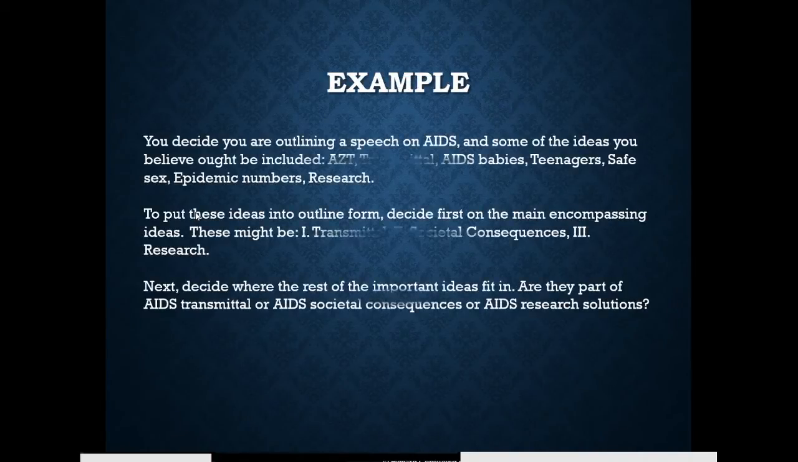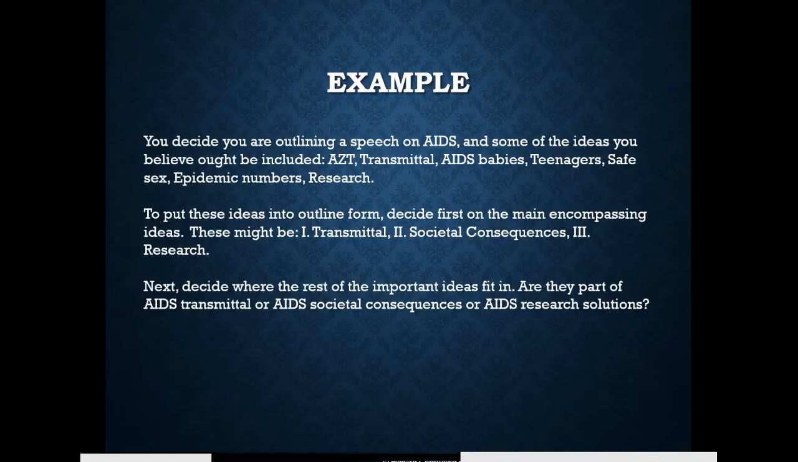Let's talk about an example here. You decide you are outlining a speech on AIDS, and some of the ideas you believe ought to be included: AZT, transmittal, AIDS babies, teenagers, safe sex, epidemic numbers, and research. You want to include all these details in what you want to write about in your speech on AIDS.